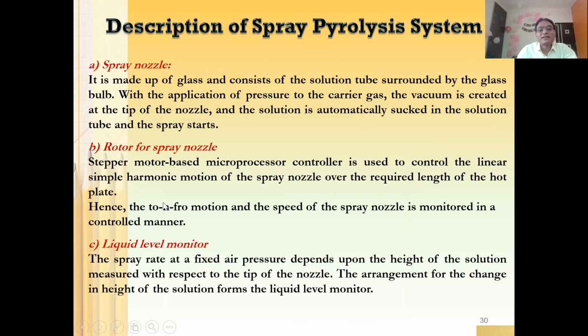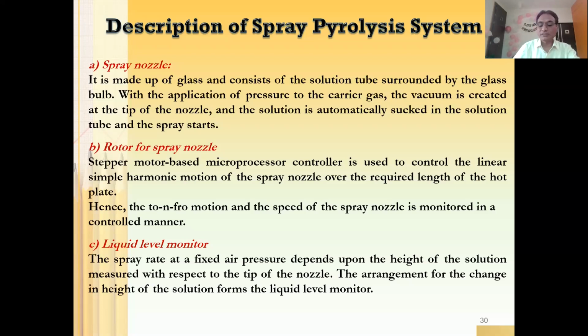इसका मतलब क्या हुआ कि ये जो स्प्रे आएगा नोजल स्प्रे से, उसको अगर हम मूव नहीं करते फॉरवर्ड एंड रिवर्स डायरेक्शन, तो क्या होगा? It is not going to be uniformly deposited, because we want the uniform film to be deposited by using spray pyrolysis. Hence, to and fro motion and speed of the spray nozzle is monitored in a controlled manner. Because of this to and fro process, we can ensure that the material is going to be coated on all the substrate.